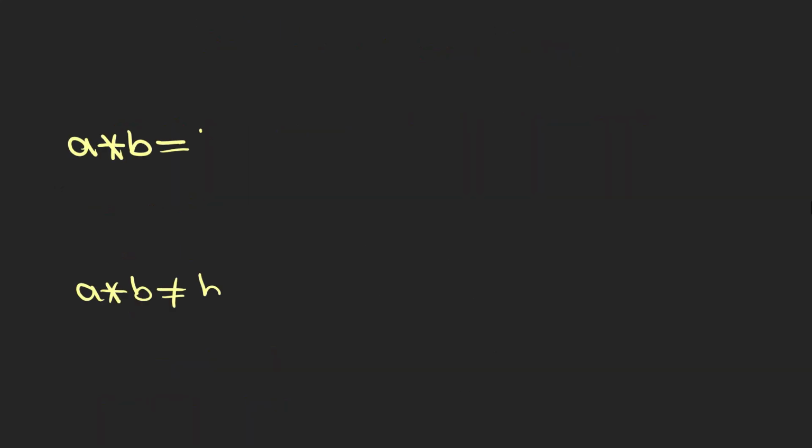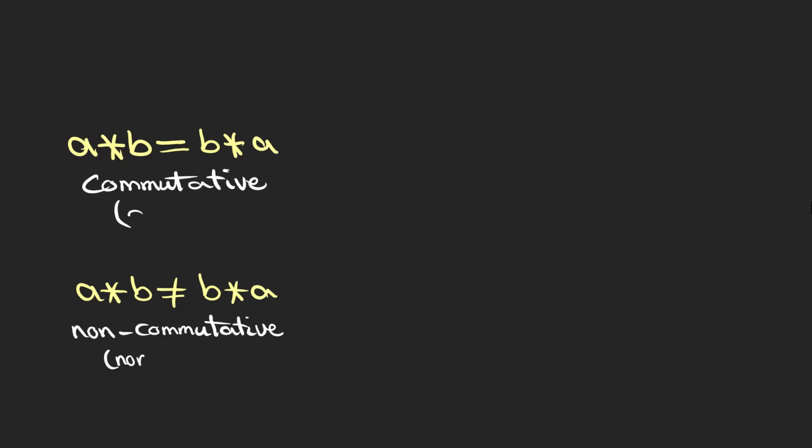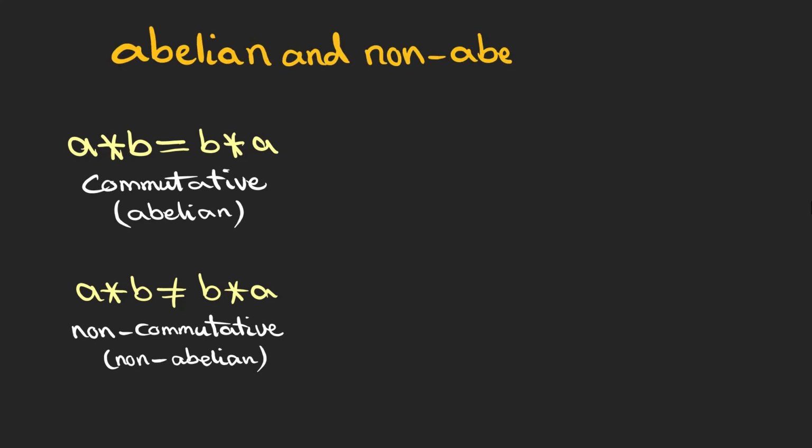Finally, the groups can be commutative or non-commutative. If they are commutative, they are called abelian groups, and otherwise non-abelian groups. All the examples in this video were abelian groups. In the next video, we are going to see more examples of groups which are also non-abelian.